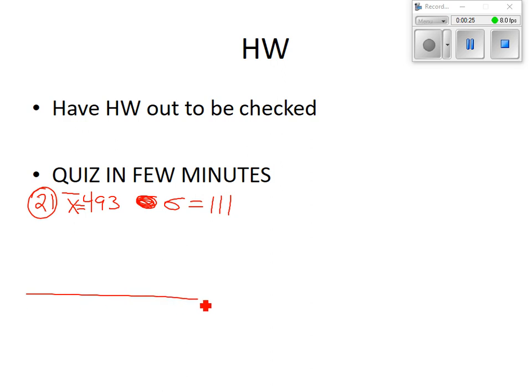First thing I want to do, I want to draw this. You guys got to be able to draw these. You don't have to draw them on the quiz, but you have to be able to draw them, because I know in the next test I make you draw them on everything. What's going to go right in the middle here? 493. What goes right there? Have your calculators out to help.